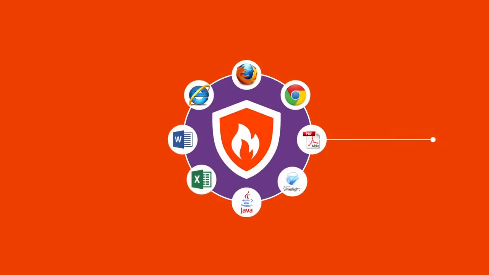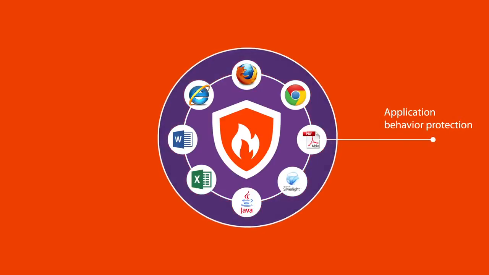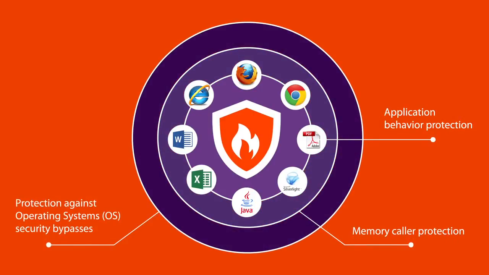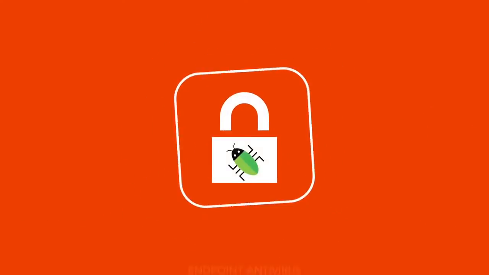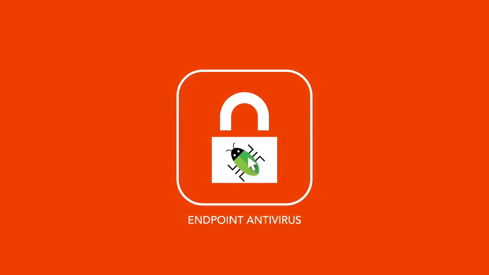The innermost layer is application behavior protection. The second layer is memory caller protection. The outermost layer is protection against operating system security bypasses. Together, they work to prevent malicious exploit shellcode and payload from executing, blocking exploit-based malware at two crucial stages.